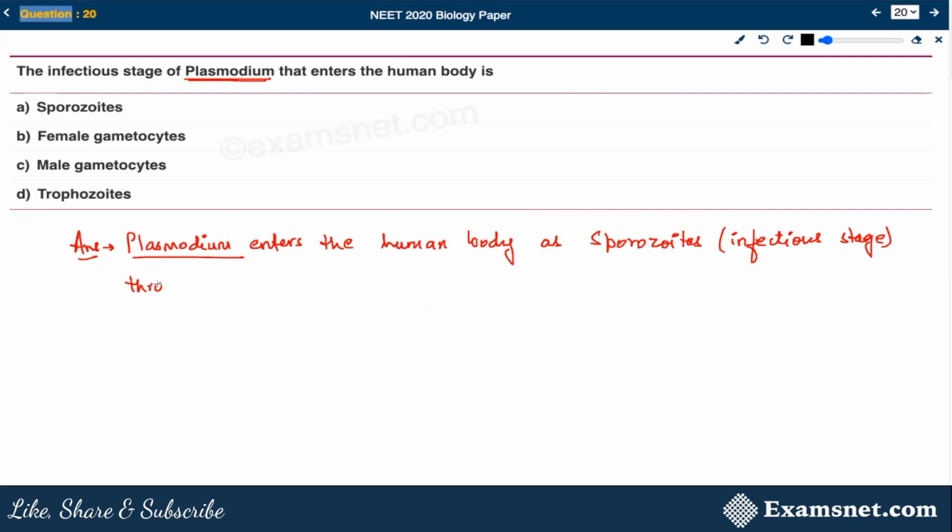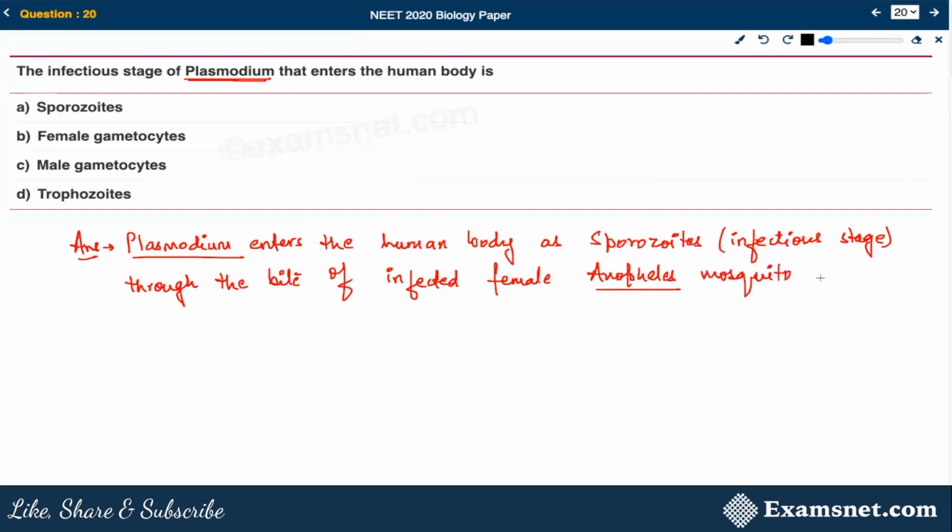Through the bite of an infected female Anopheles mosquito. So this will be the reason. If you look into all the options, sporozoites is the correct option. All right. So this will be the case.